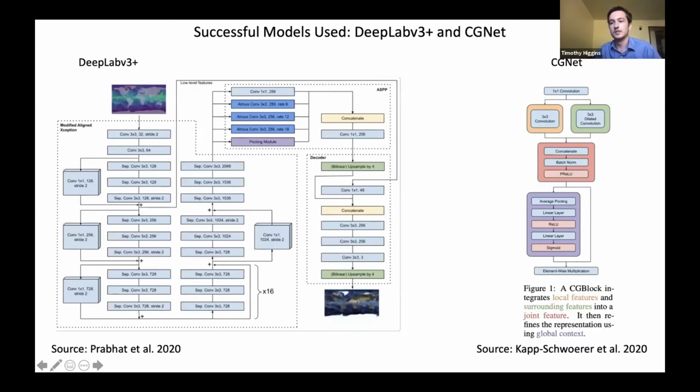There are 2 different deep learning models that have successfully been used so far to track atmospheric rivers. The first being DeepLab v3+. It is a state-of-the-art, very high-performing model that uses a lot of computational power and takes a very long time to run. So an alternate approach is using CGNet, which is a lightweight neural network. It has about 2 orders of magnitude fewer parameters than DeepLab v3+, and is much quicker.